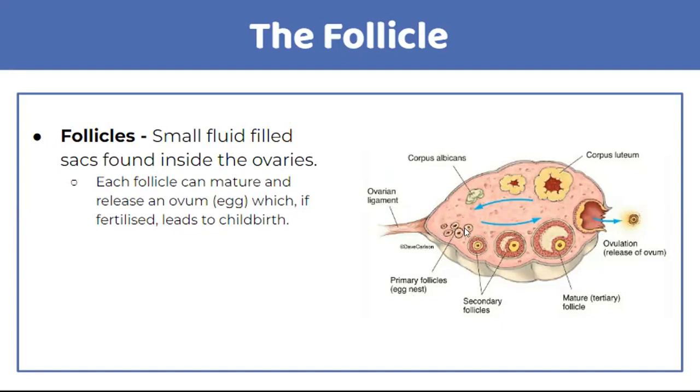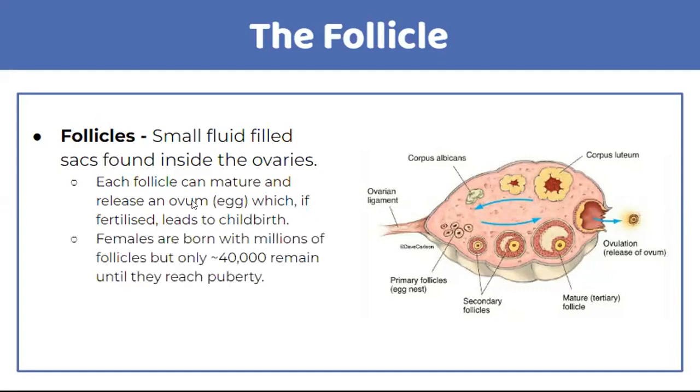Females contain multiple follicles, and usually in each and every cycle, multiple follicles out of this population of follicles try to mature into an egg. Each and every follicle has the capacity to mature and release an egg. Inside the follicle, an ovum or the egg will develop, which if it gets fertilized by the male sperm, will lead to childbirth. When females are born, they are born by default with millions of follicles. But by the time they reach puberty, only 40,000 follicles remain.